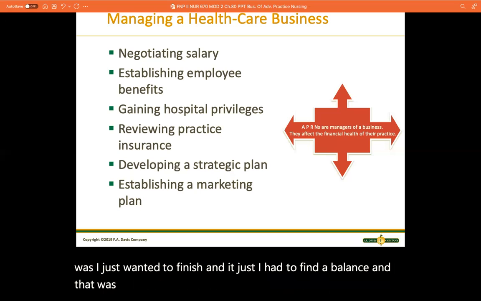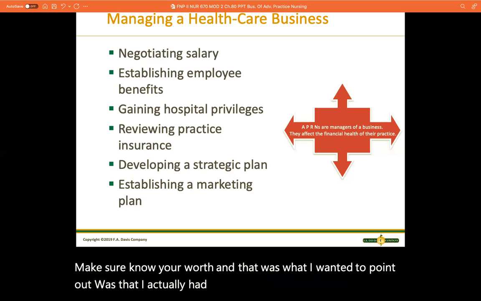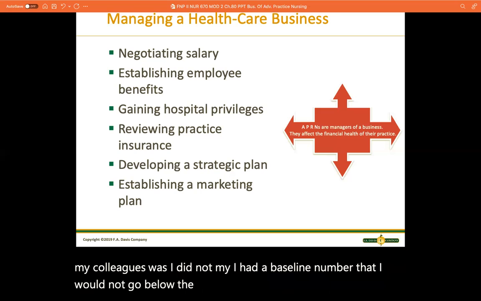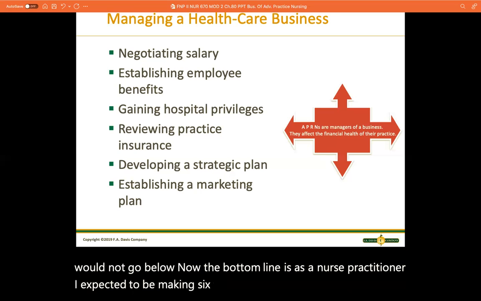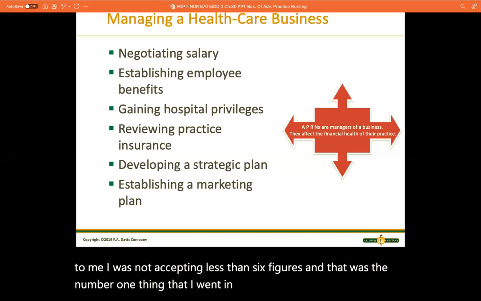So anyway, the point is, make sure you know your worth. That was what I actually had to reinforce with a lot of my colleagues. I had a baseline number that I would not go below. The bottom line is, as a nurse practitioner, I expected to be making six figures. I didn't care what anybody said to me. I was not accepting less than six figures. That was the number one thing I went in with for every job, and I still do to this day.